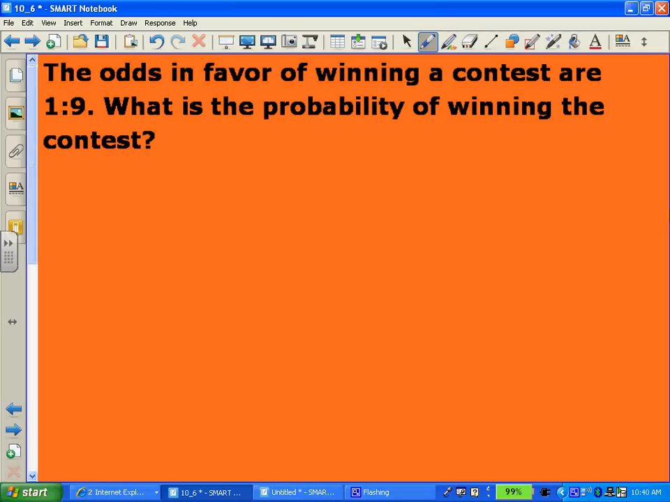The odds in favor of winning a contest are 1 to 9. That means there's one way to win it, 9 ways to lose it. What's the probability of winning the contest? Well, the probability is how many ways can it happen over the total number of ways. Well, there's one way to win, 9 ways to lose, so that would be 10 total ways. So you've got a 1/10 chance of winning.